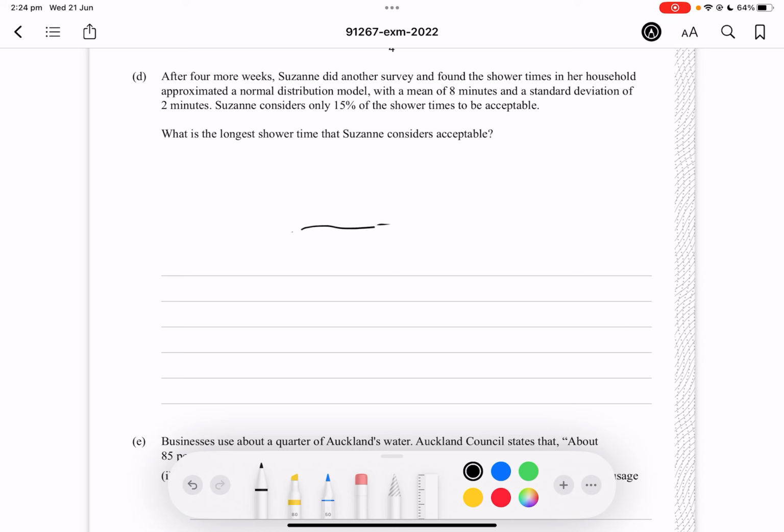Not a very good drawing. So we have a mean of 8 minutes, standard deviation is 2 minutes.